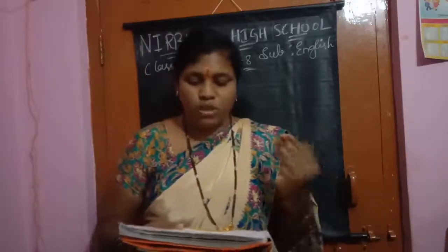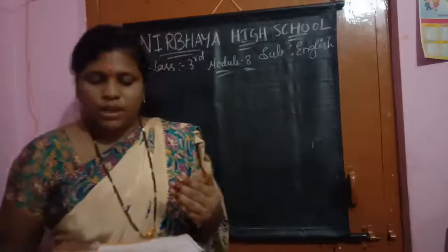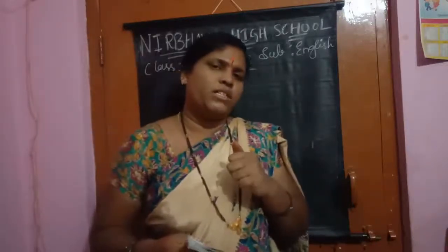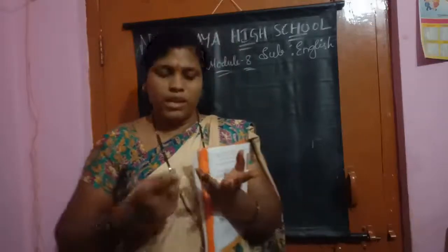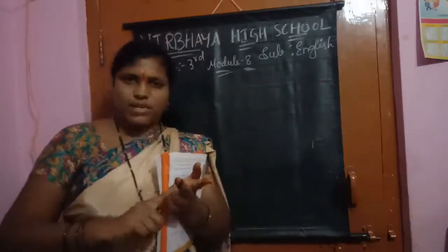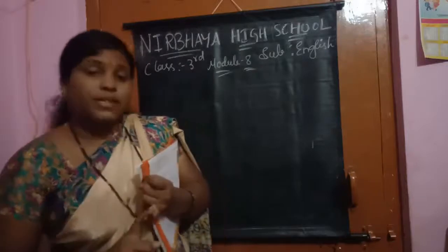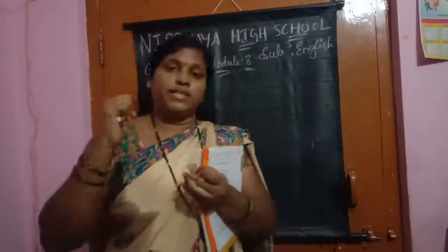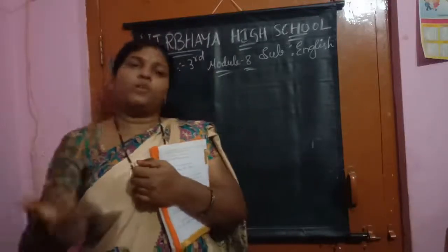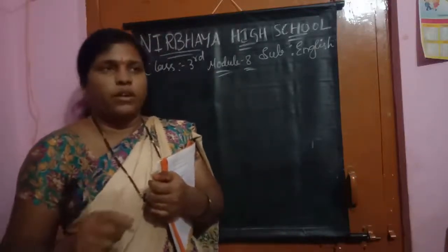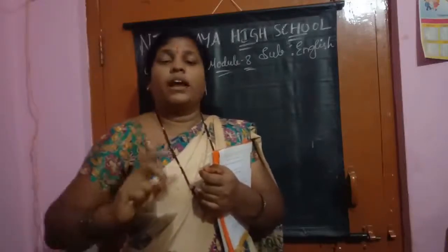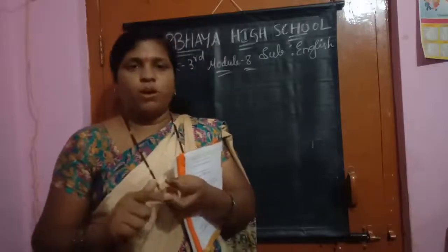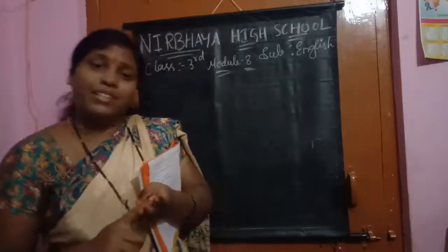Once we will revise, what is simple present tense? First of all, tenses. How many types of tenses are there? Tell me. Yes, present tense, past tense, future tense. Present tense means what? Today. Past tense means yesterday. Future tense means tomorrow. For your revising and remembering, I am telling that past means yesterday, present means today, future means tomorrow.